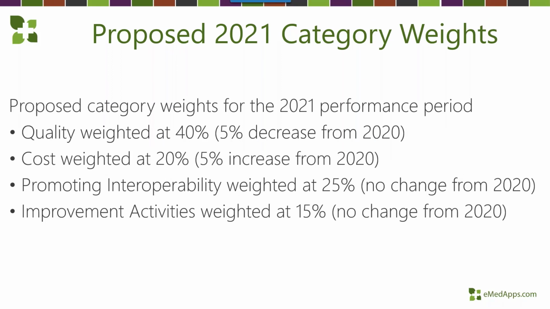Category weights. So they proposed that the following category weights be in line for 2021. So quality would be weighted at 40. It was supposed to be 45, so that's a 5% decrease from this year. Cost will be weighted at 20. You can see that that's a 5% increase from the 15 in 2020. The promoting interoperability, there's no change in that. They're proposing 25%. Improvement activities, also no change, still weighing that at 15%. Next slide.